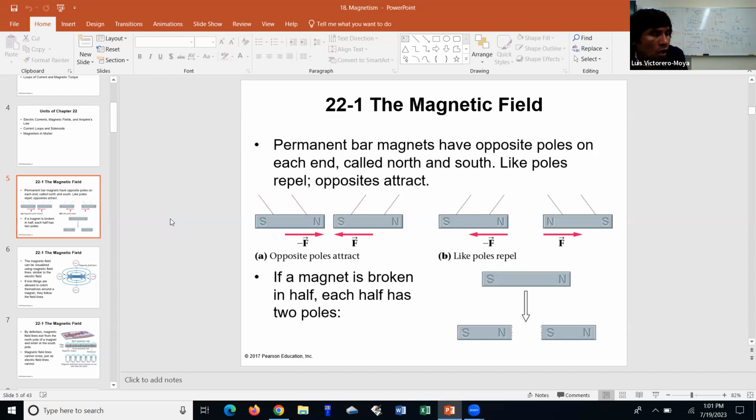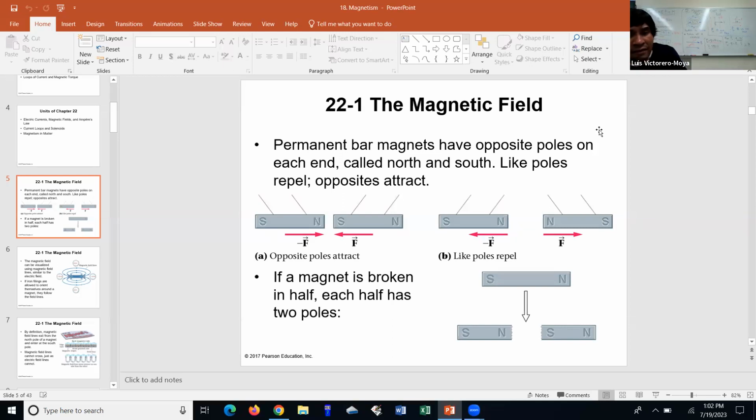So I want to start by introducing the similarities between electrostatics and magnetic fields. One of the first similarities is the idea of opposite and like poles. In electrostatics, we introduced the concept of charge, and we had positive and negative charges. In this case, we have the north and south pole, but the idea is the same. Opposite poles attract, like poles repel. As you see on the screen, now instead of a charge, we have magnets.